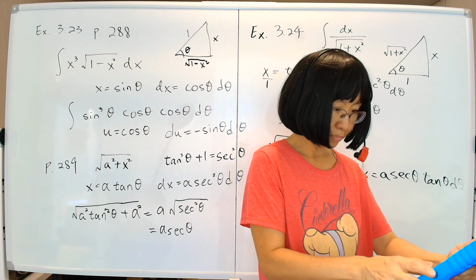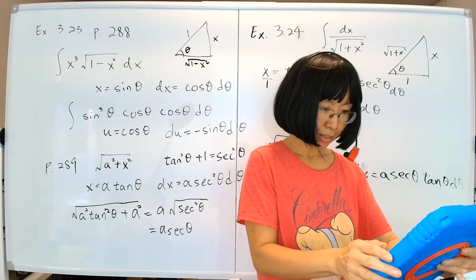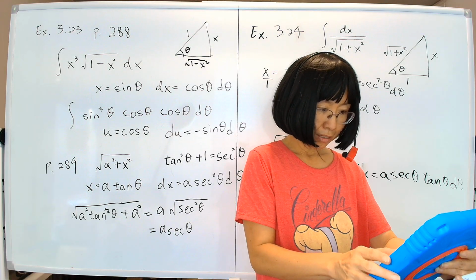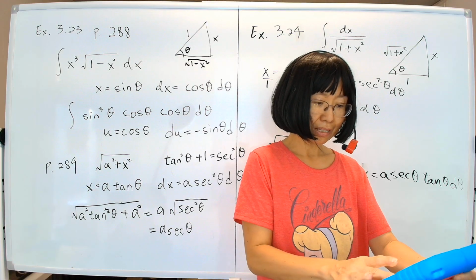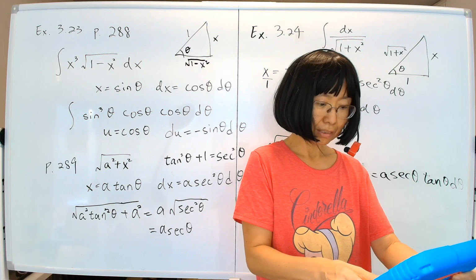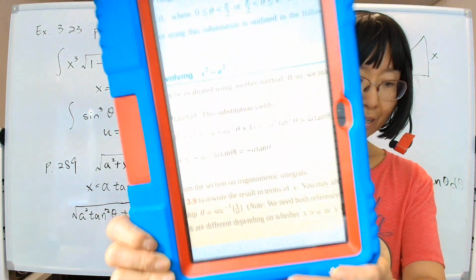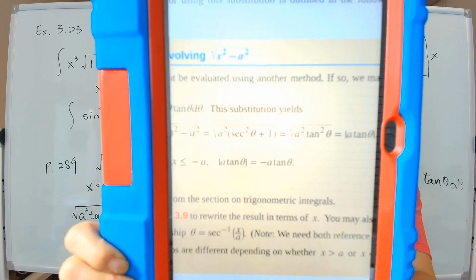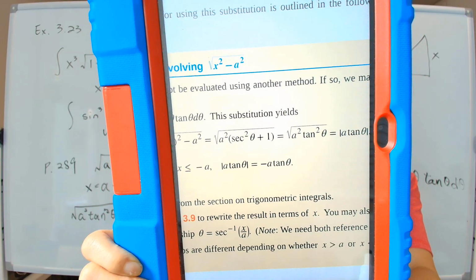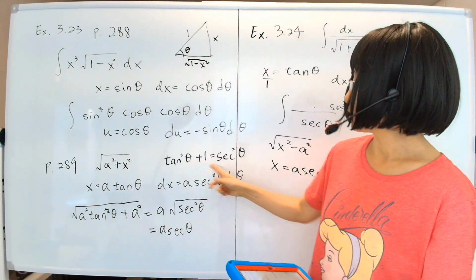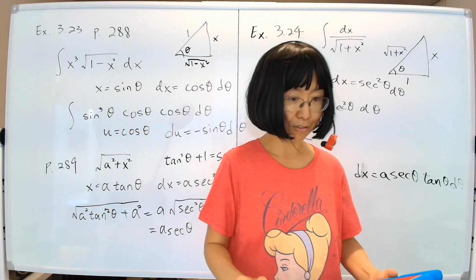Oh, I forgot to mention one thing. There's a slight error on page 293, in the problem solving strategies, where it says secant squared plus 1 is tangent squared. It shouldn't read plus 1, it should be minus, because based on this formula, secant squared minus 1 is tangent squared. Just a slight typo, no big deal.